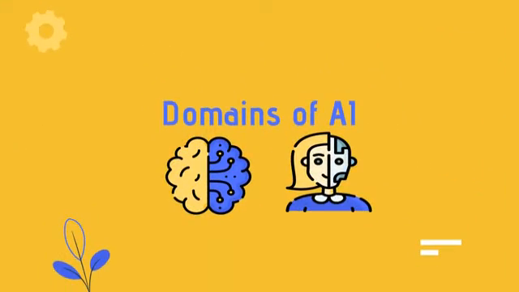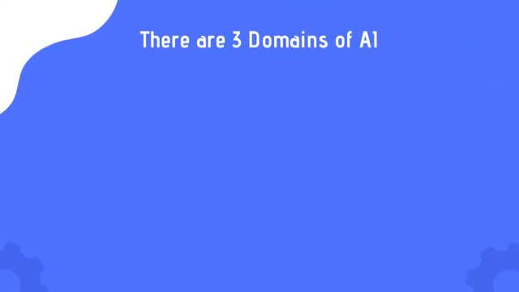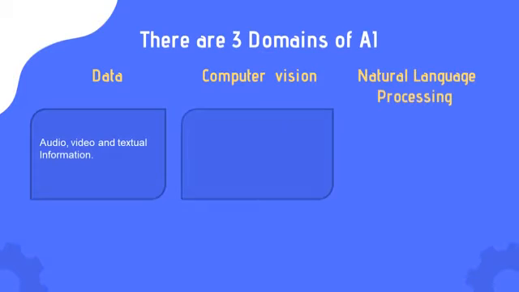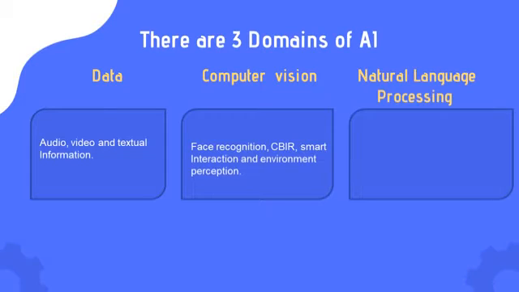The domains of AI. There are three domains of AI. The first is data. Second is computer vision. Third is natural language processing, also known as NLP. Data: audio, video and textual information come under data. Computer vision: face recognition, CBIR, smart interaction and environment perception come under computer vision. Natural language processing: analyzing different aspects of language and text planning.